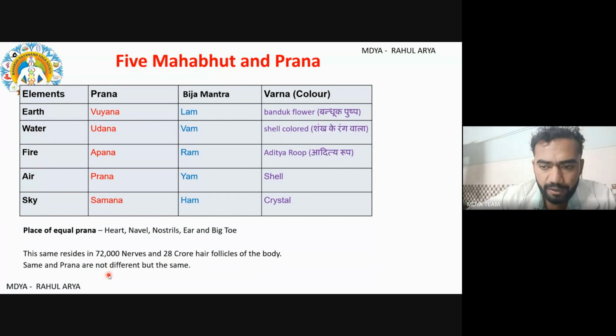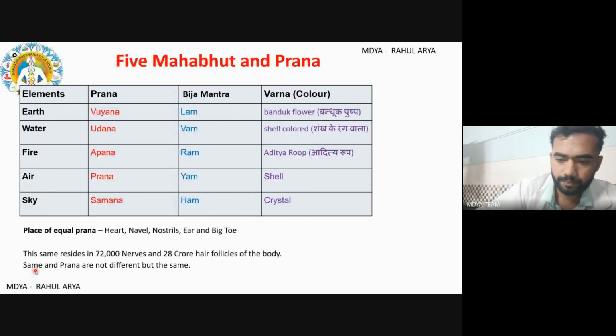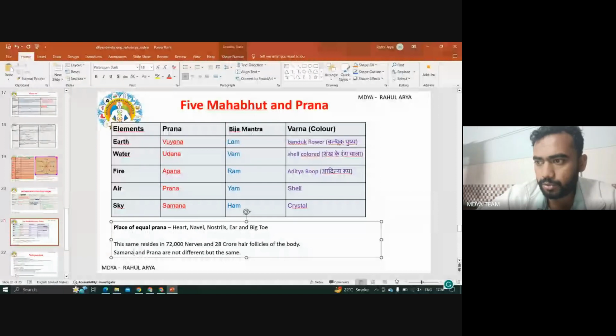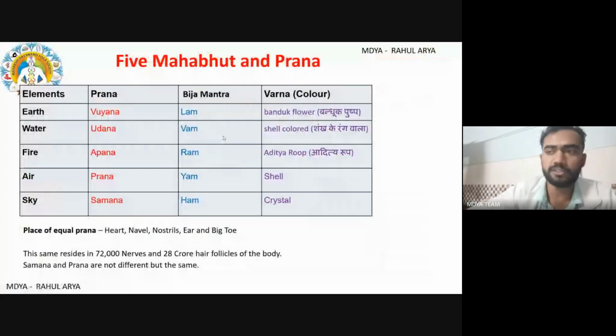And samana and prana are not different but the same. Last he is telling samana. It is samana, not same. It is samana prana. Okay, samana. These kinds of lines we are getting in this Upanishad. Okay, Manoj, please conclude this slide.